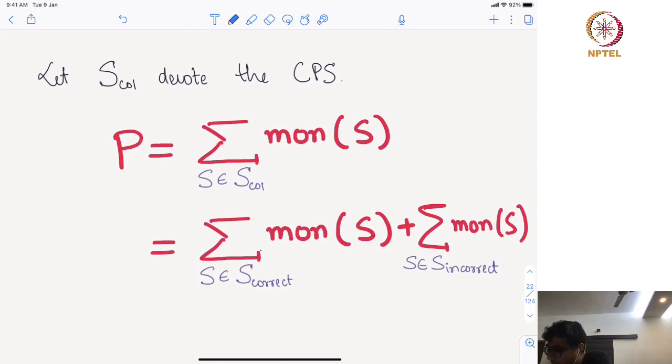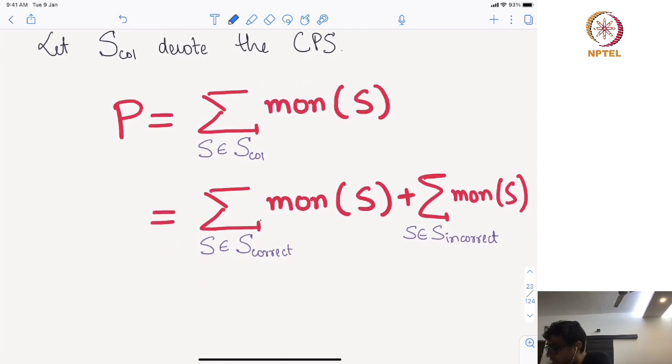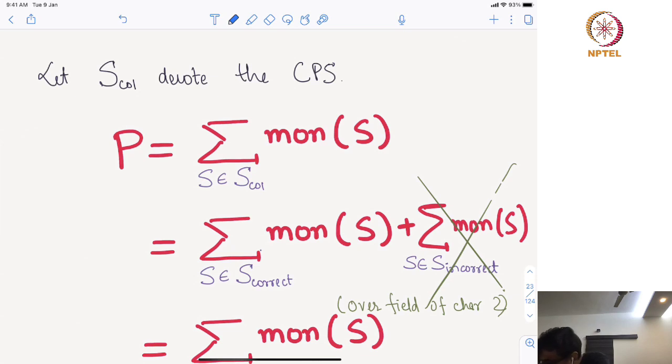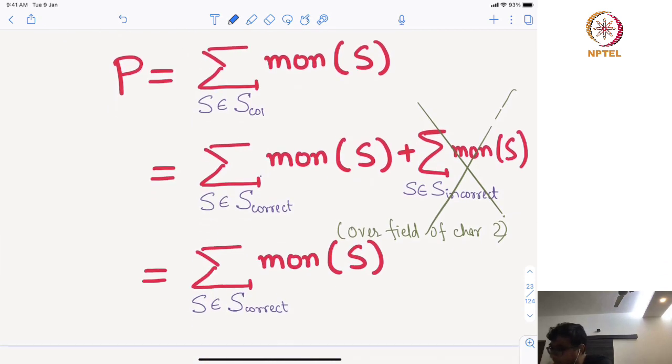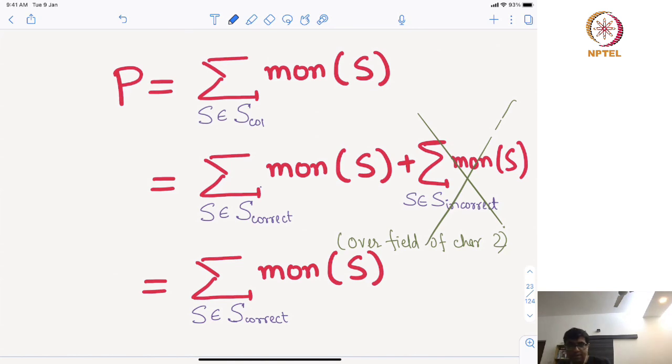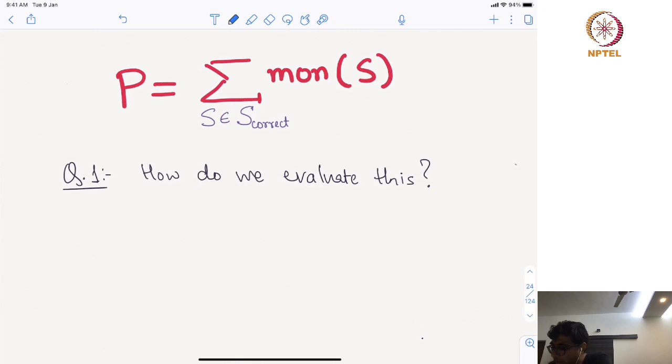So if we have S in S correct and S in S incorrect, over a field of characteristic 2, once you evaluate, because you have paired them up, this will vanish. So the only thing left is S in S incorrect. This is why we are using a field of characteristic 2, to nullify the effect of incorrect CPS. This is the way it is generally used: you look at a larger object where you embed the right object, and you say that everything else, when I work over a field of characteristic 2, will cancel out each other. Okay.